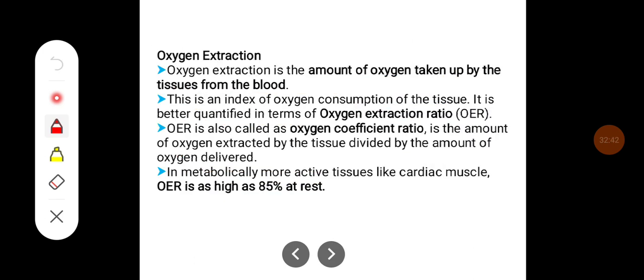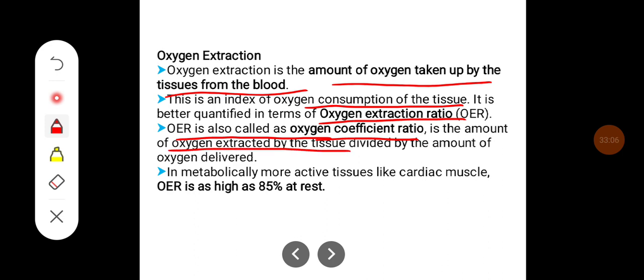The oxygen extraction is the amount of oxygen taken up by the tissues from the blood. This is an index of oxygen consumption of the tissue. It is better quantified in terms of the oxygen extraction ratio, that's OER. OER is also called the oxygen coefficient ratio. That is the amount of oxygen extracted by the tissue divided by the amount of oxygen delivered. In metabolically more active tissues like cardiac muscle, OER is as high as 85% at rest.